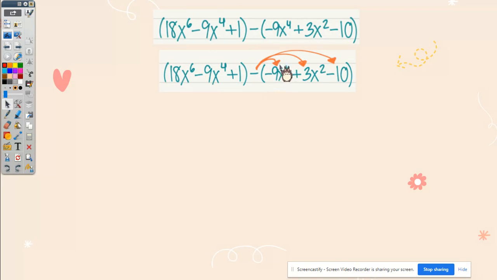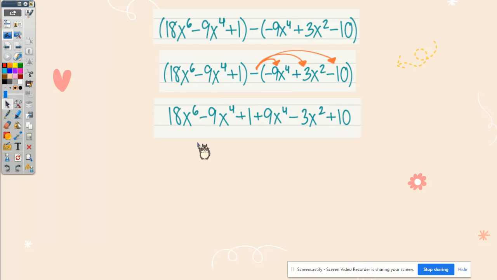So that is what I'm showing here with my arrows. I'm going to distribute that -1. And so just like I said, the first polynomial remained the same, but the second one changed. So instead of a -9x to the 4th power, it became positive. Instead of a positive 3x squared, it became a -3x squared. And instead of a -10, it became a positive 10.